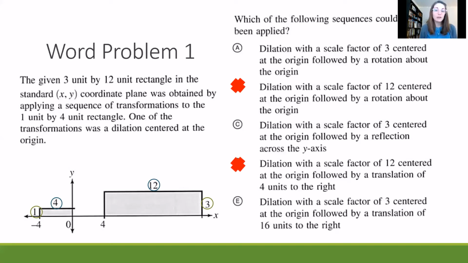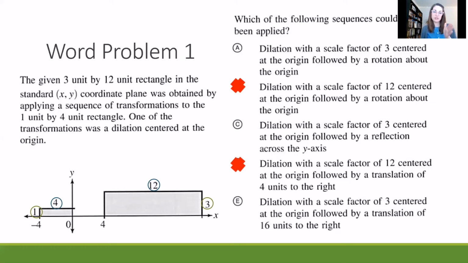So let's look at letter E. It says dilation with a scale factor of 3 centered at the origin, followed by a translation of 16 units to the right. Well, I want you to take a look here now at our XY graph that we're looking at. So at the middle, we see that number 0. So it's the center point of the graph. So if we see 0 there, and that's where the edge of our smaller rectangle hits, then we want to look at where that right edge of the larger rectangle hits to see how far it was moved over, because we can definitely see that it was moved over to the right.